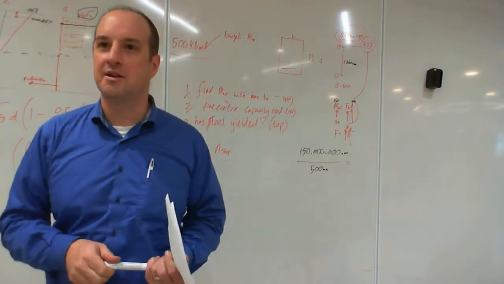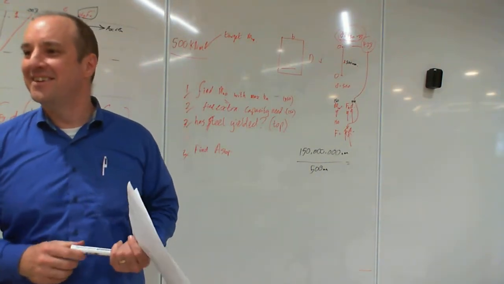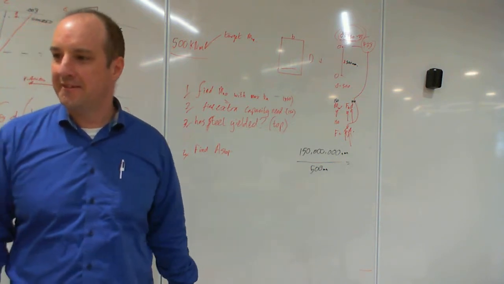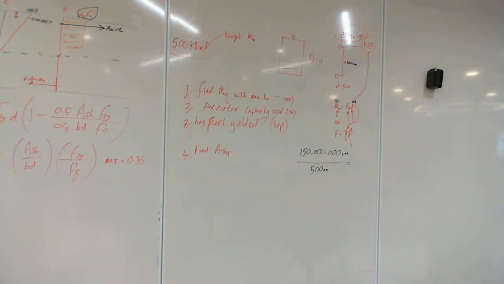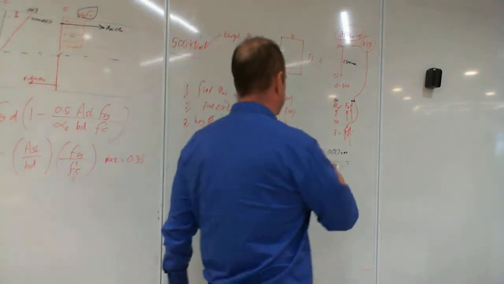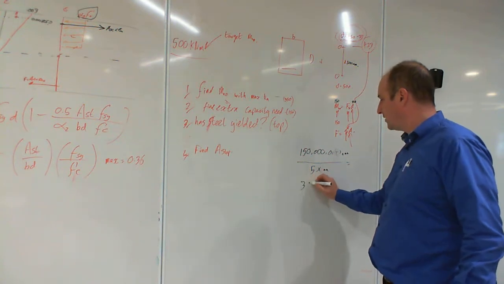Anyone got a calculator here? No one's got a calculator. Oh yeah, thanks man. Sorry? 300,000.